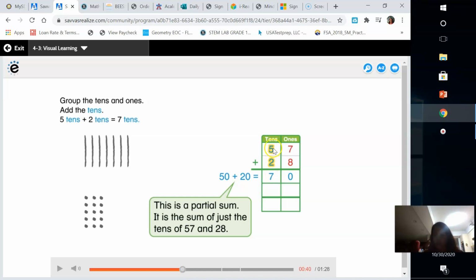Because this isn't really just a 5, right? It's 5 tens. 5 tens is 10, 20, 30, 40, 50. And this is 2 tens, 10, 20. So if you were going to count these up here, it would be 10, 20, 30, 40, 50, 60, 70, not just 7, right? So this is a little different. They're counting all the tens first, and they're putting the 70 in here. That's going to be new.